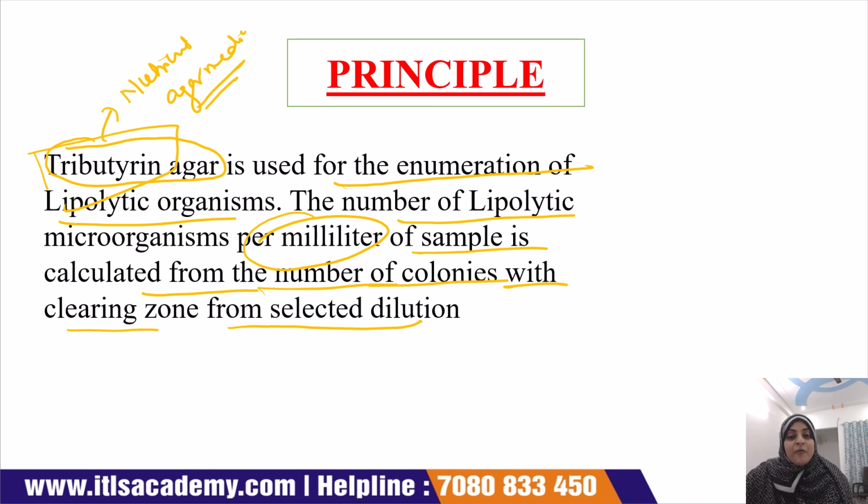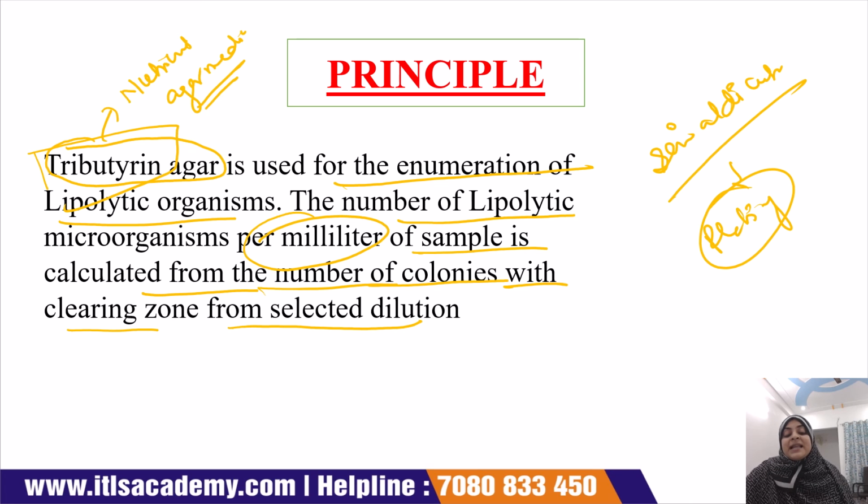Here again we perform a serial dilution. After serial dilution, we do plating, and in plating we choose a selected dilution. With the help of that selected dilution, we perform our experiment and calculate the number of lipolytic microorganisms per milliliter, which is calculated from the number of colonies present with a clearing zone. So this is the principle of this experiment.